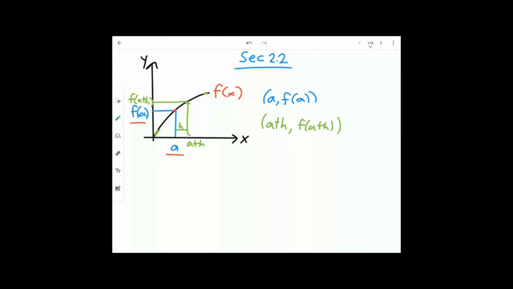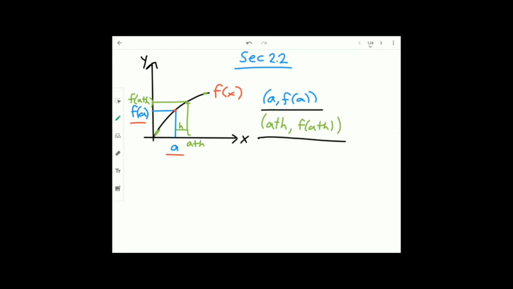Okay guys, let's go to section 2.2, which talks about the derivative. As you guys can see here, I've drawn a quick curve on the x and y axis. I've called this curve f of x, and I've labeled 2 points, one in red and one in green. The one in red represents the point a comma f of a, and the point in green represents a plus h and f of a plus h.